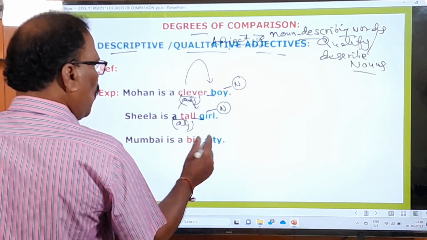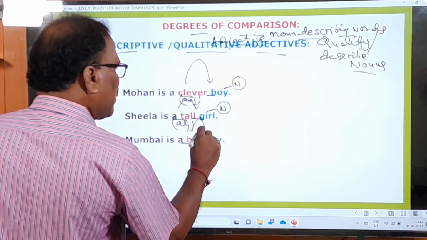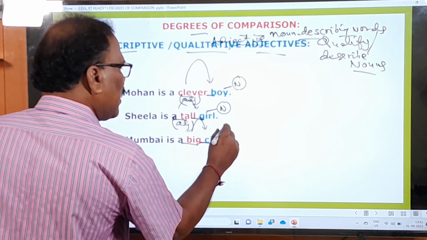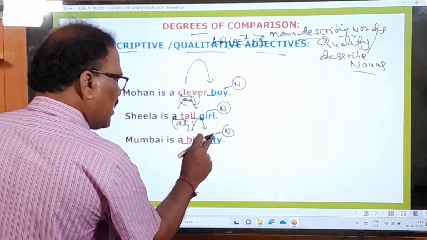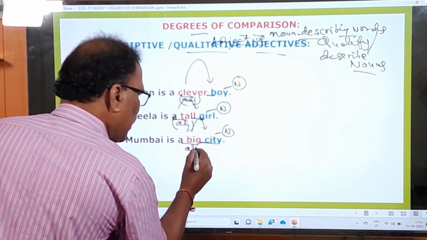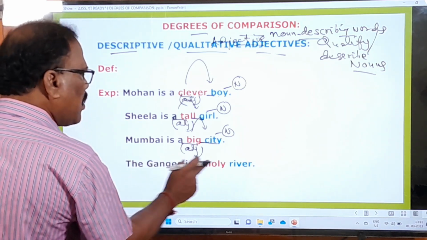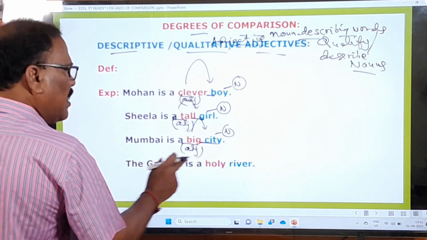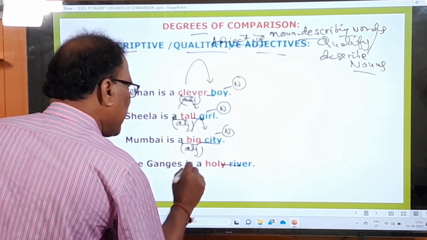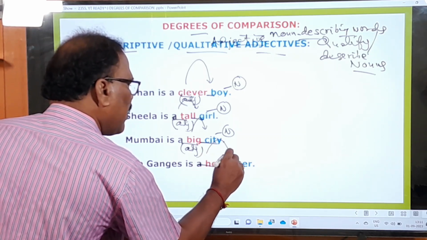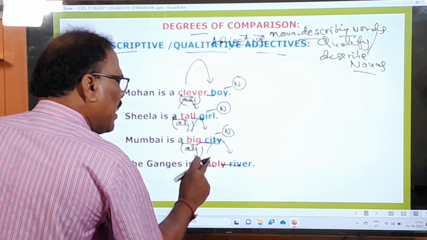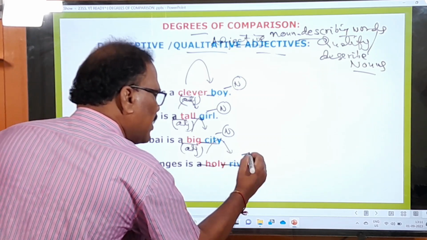Next example: Mumbai is a big city. What kind of city is Mumbai? It's a big city. City is a noun, and this big is describing this noun, and therefore it is an adjective. One more example: The Ganges is a holy river. What kind of river is the Ganges? It's a holy river. What is this holy doing here? It is describing this river, which is a noun.